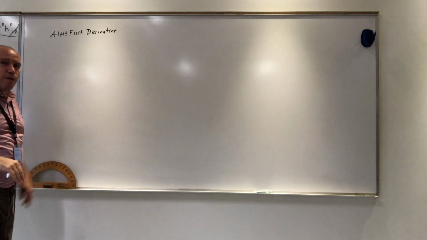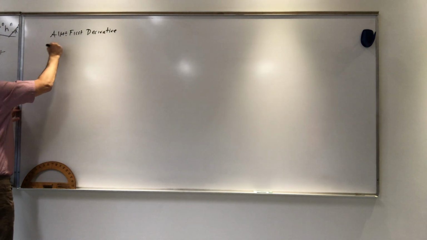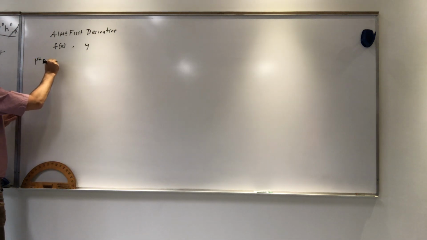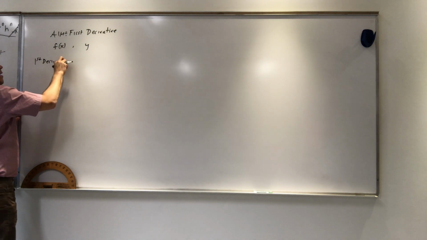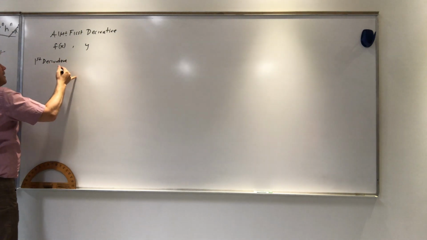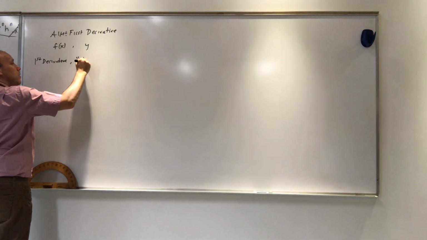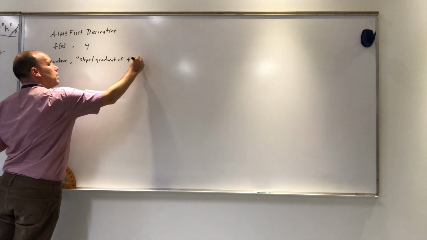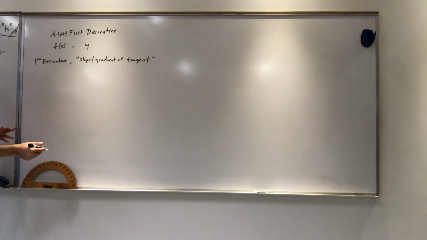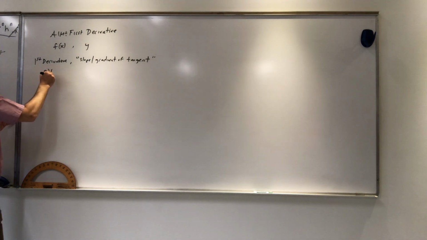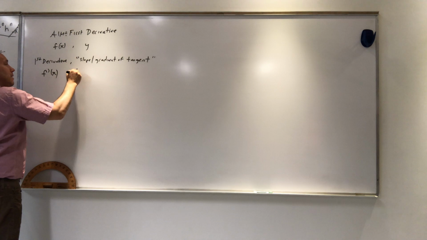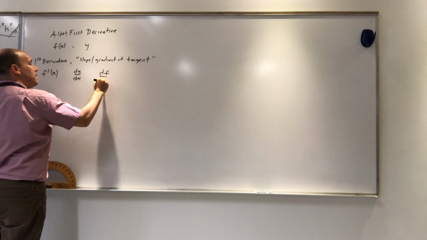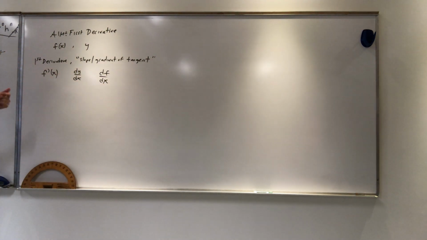There's a couple of notations for the first derivative. Now, first of all, you know that a function is either f of x or y. So the first derivative, also, you might see slope of the tangent, slope gradient of the tangent. You might see it as f prime of x. You might see it as dy dx. You might see it as df dx. But when you see these, take the first derivative.